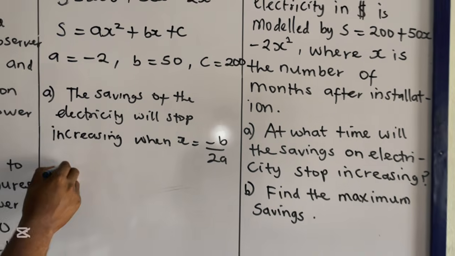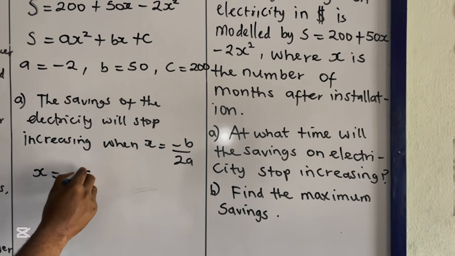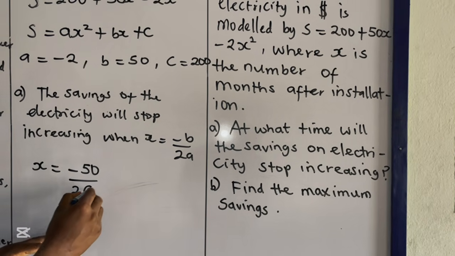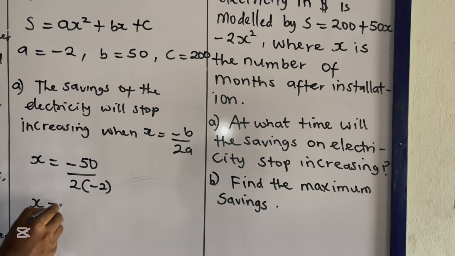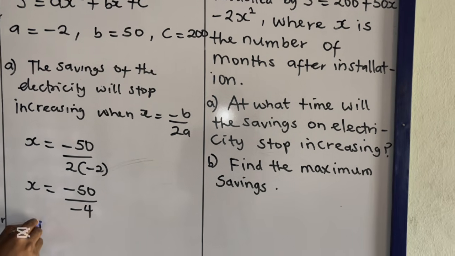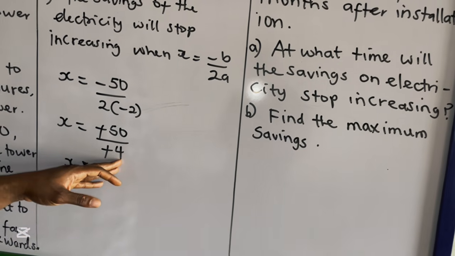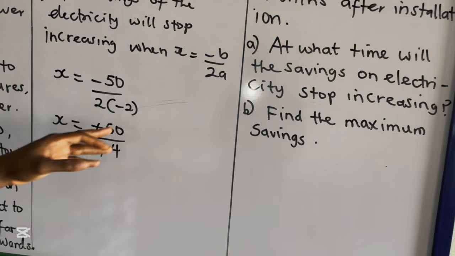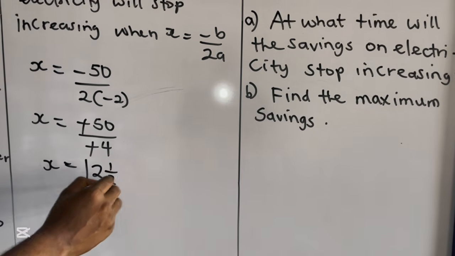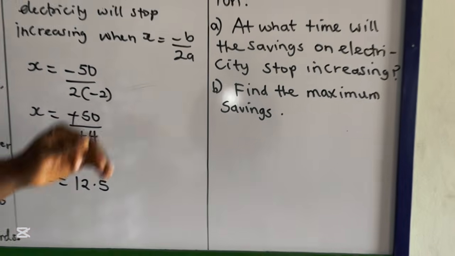So in this case now, x is equal to minus b, b is 50, so we have minus 50 over 2a. So 2a in this case is minus 4. So x is equal to minus 50 over minus 4. So in this case now, cancel the minus signs, so 4 goes into 50, that is 12 whole number 1 over 2. This is 12.5 months.